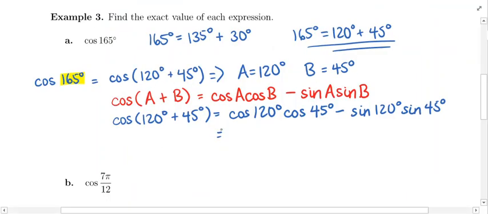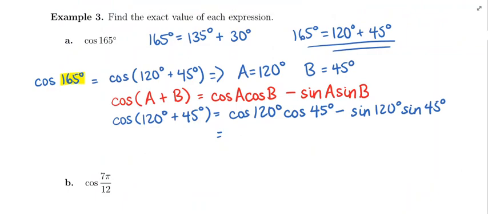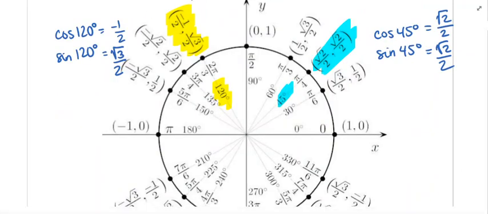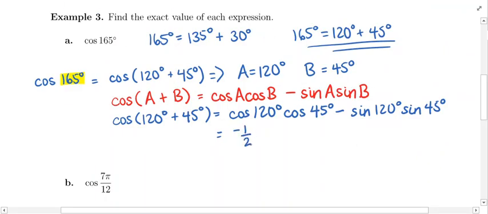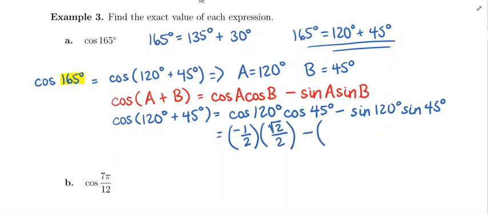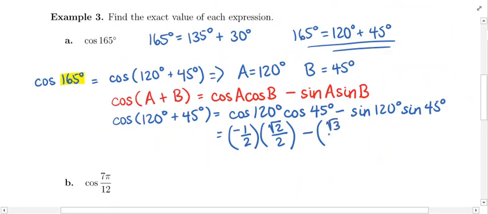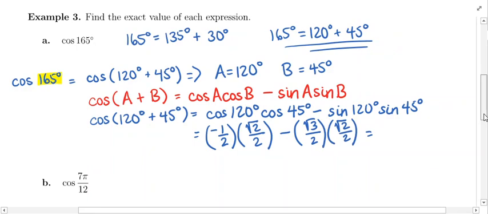So here we go. The cosine of 120 degrees is negative 1/2. So it's going to be negative 1/2 times the cosine of 45 degrees, which is the square root of 2 over 2. Then we're subtracting the sine of 120 degrees, which is the positive square root of 3 over 2, multiplying that by the sine of 45 degrees, which is the square root of 2 over 2. And now we just simplify these numbers.